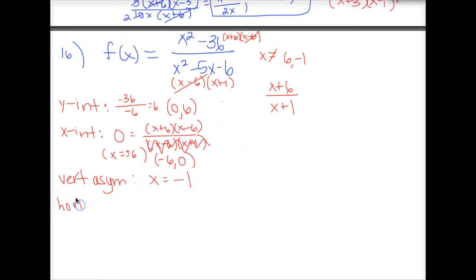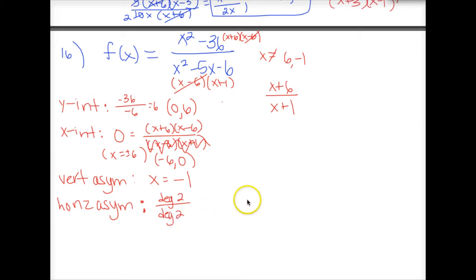Horizontal asymptote you get from looking at the original and doing the ratio of the degrees, depending on which one is bigger. So if you look at the degree of the numerator, the degree is 2. So degree 2 for the numerator. The denominator is also degree 2.